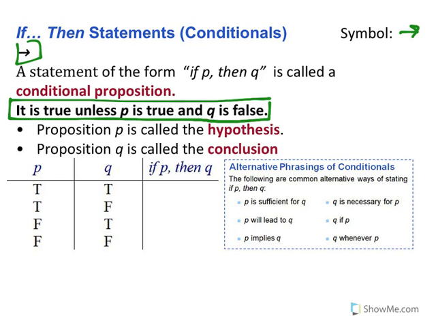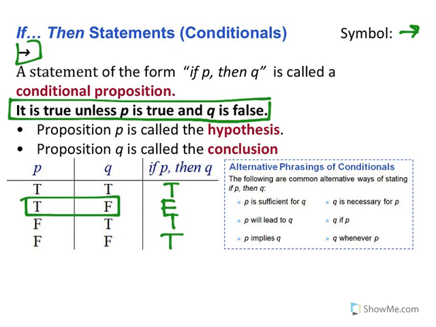So here on our truth table, if P then Q, we've got P is true, Q is true, so it's true. Here is that case. P is true and Q is false, so this is false. On our next one, P is false, Q is true, so it's true, and false, false still gives us a true statement.